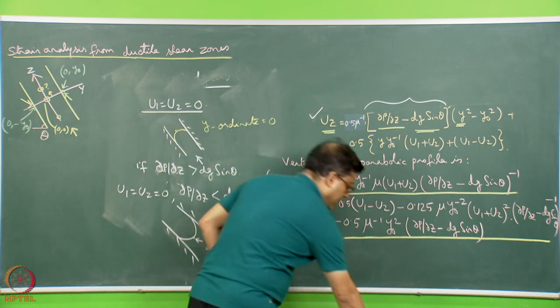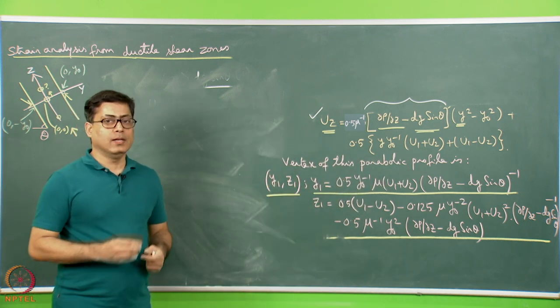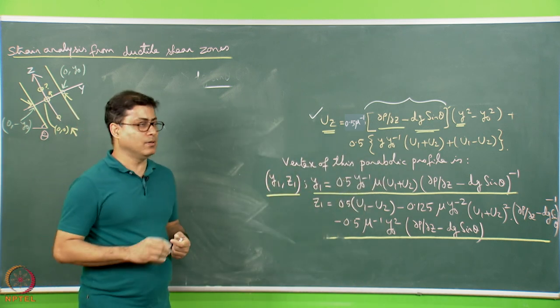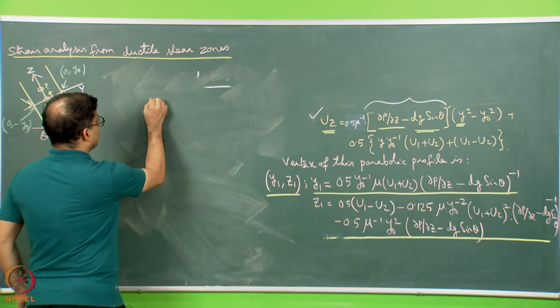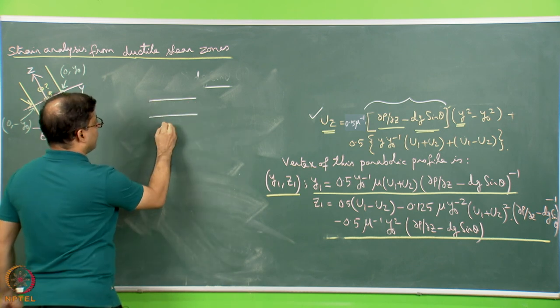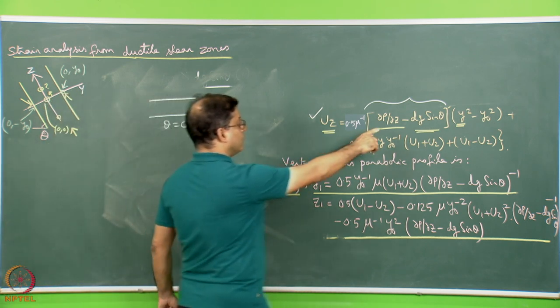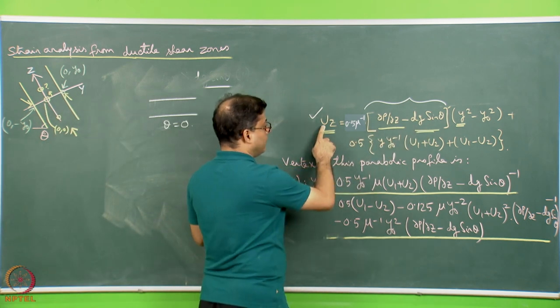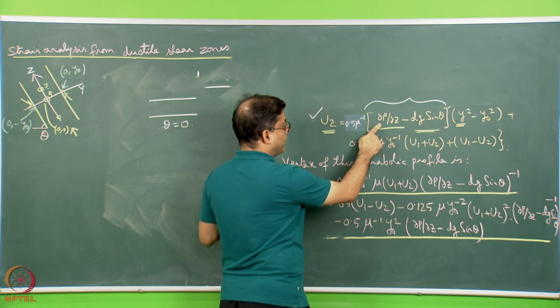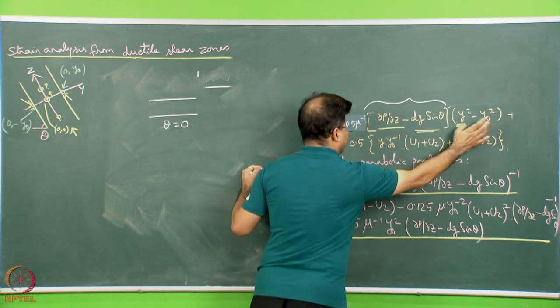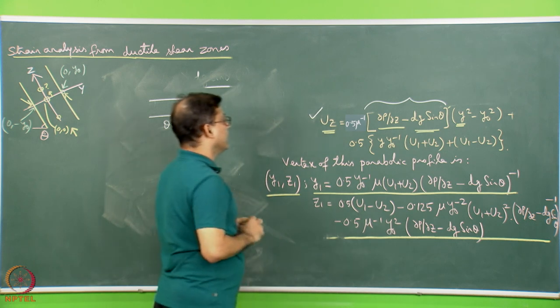Can we think of any other possibilities here? Let us consider a case when theta equal to 0, that means a horizontal shear zone. I have considered theta equal to 0. If I put theta equal to 0, this will be simplified. For example, uz is equal to 0.5 multiplied by dp dz, then this term plus this term will be there.